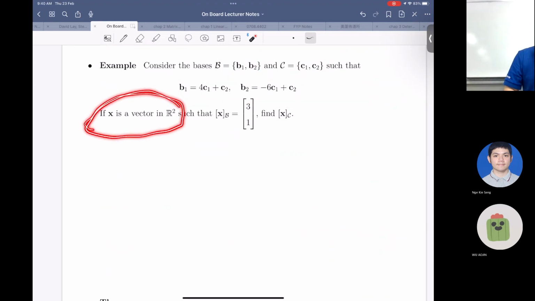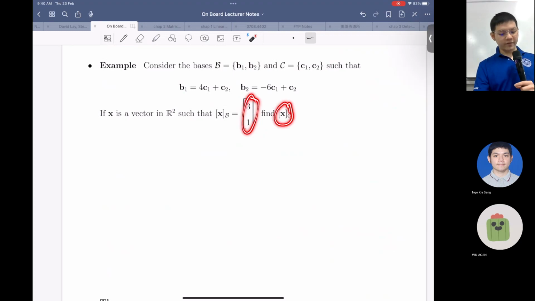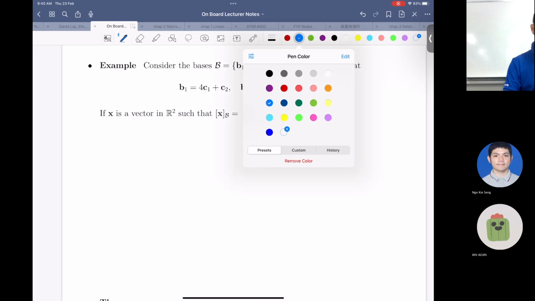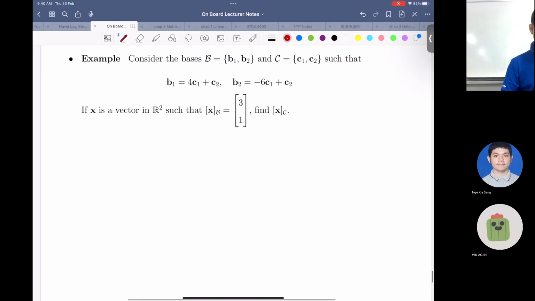If x is a vector in R2 such that the coordinate vector of x with respect to B is (3, 1), find the coordinate vector with respect to C. Let's see what information we have now. What does the coordinate vector tell us? What's the definition of coordinate vectors? Can anyone recall?